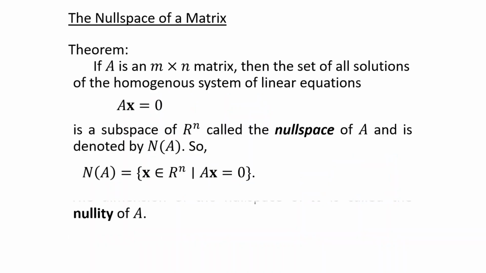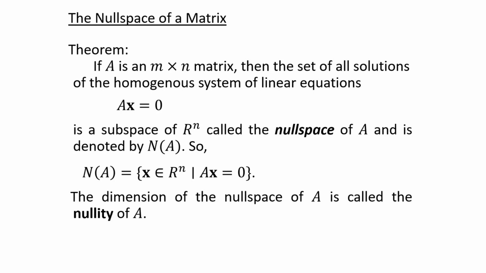Next, we discuss the null space of a matrix. If A is an m by n matrix, then the set of all solutions of the homogeneous system of linear equations Ax equals the zero vector is a subspace of Rn called the null space of A and is denoted by this. So we have the null space of A is the set of those vectors x, element of Rn, such that Ax is equal to 0. These are the solutions to this homogeneous system of linear equations.